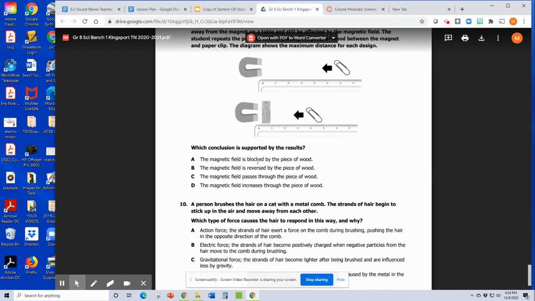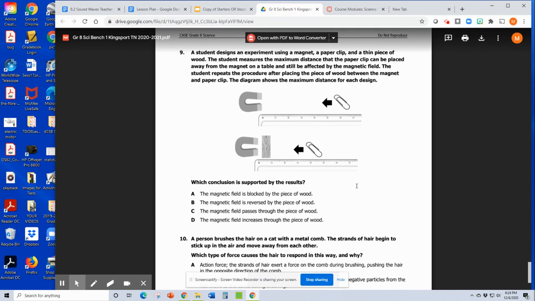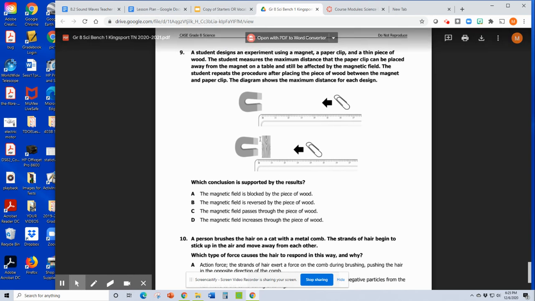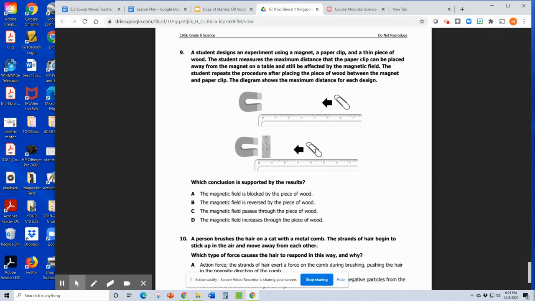Okay. What conclusion is supported by the results? Okay, the magnetic field is blocked by the piece of wood. Well, it's not completely blocked. If it was completely blocked, it wouldn't affect the paperclip at all. So I don't think it's A, but I'll keep that one in mind.